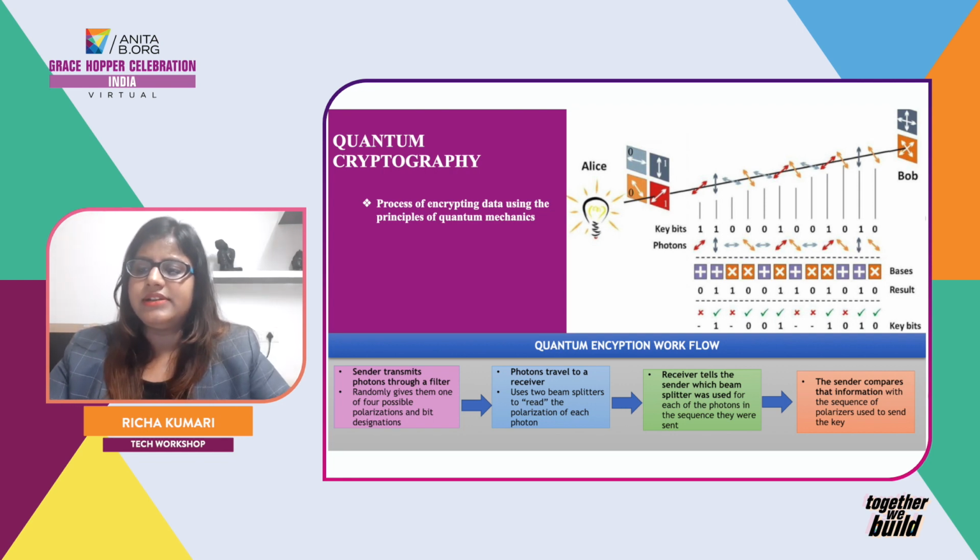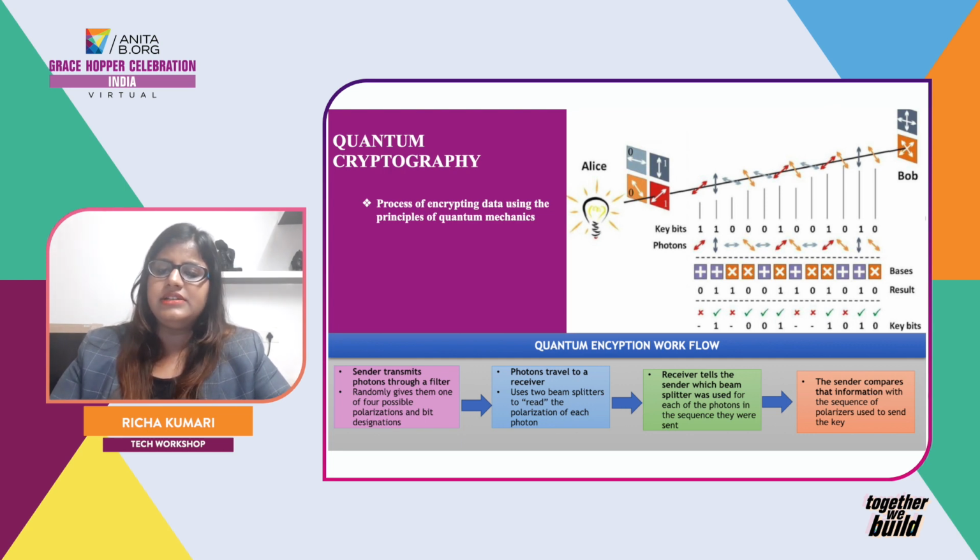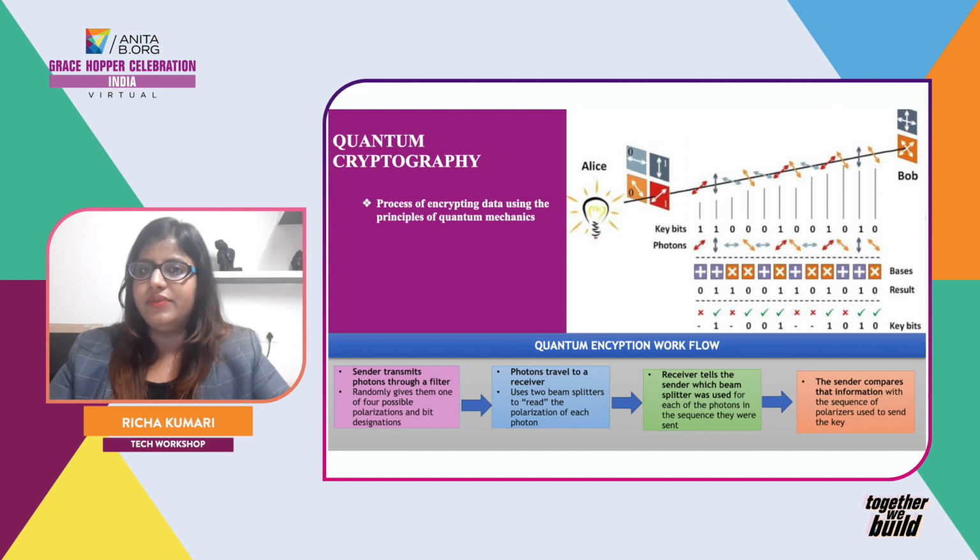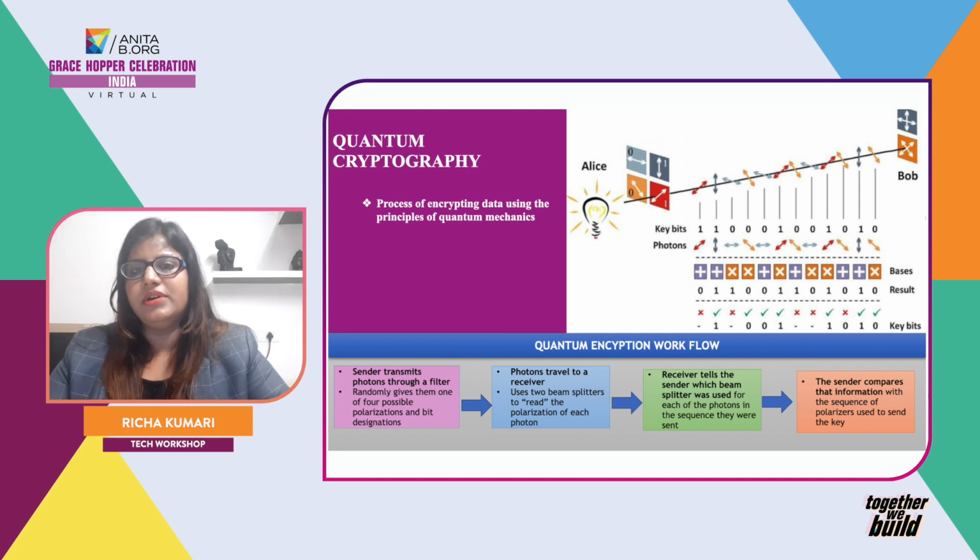Once a photon travels, whatever filter is used by Alice, Bob needs to use the same filter. If they use a different filter, they will not be able to see the exact data. If an eavesdropper comes and does not know the exact filter, they will not be able to hack it. And if they use a different filter, the polarization state will change, so it is not easy to crack the quantum data.